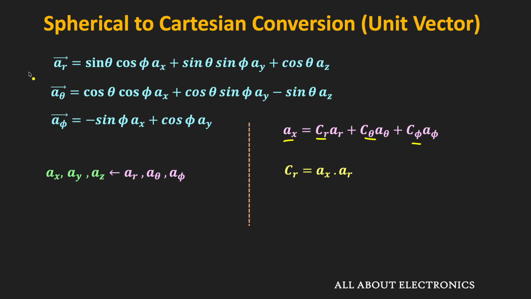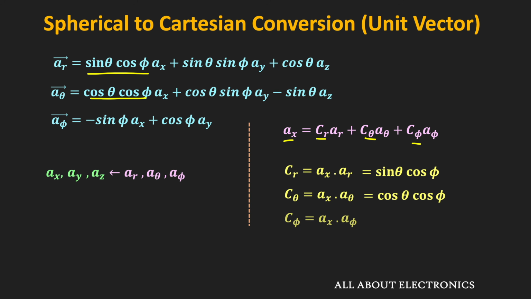So here, since we already know this relationship, so we can easily find this ax dot AR. And if we perform the dot product of this ax and AR, then we will get this first term, because the second and the third term will become 0, because as you know, this ax dot ay is 0, and likewise this ax dot az will also become 0. That means this ax dot AR will come out as sin theta cos phi. Likewise, this C theta will be equal to ax dot A theta, and that will come out as cos theta cos phi. And similarly, this C phi is equal to minus sin phi.